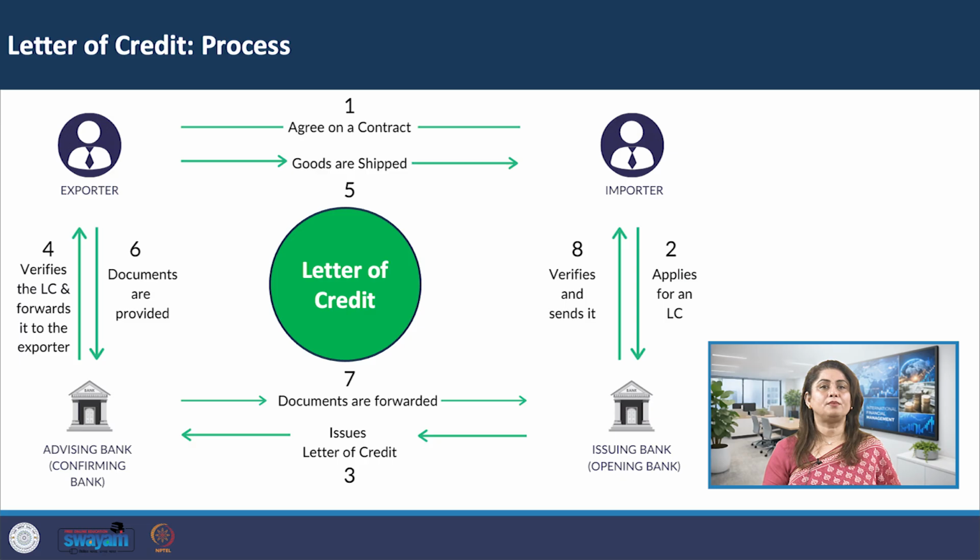The importer applies for a letter of credit from their bank, which is the issuing bank. The issuing bank opens the letter of credit and sends it to the exporter's bank, which is the advising bank. The advising bank informs the exporter that the letter of credit has been received in their favor.